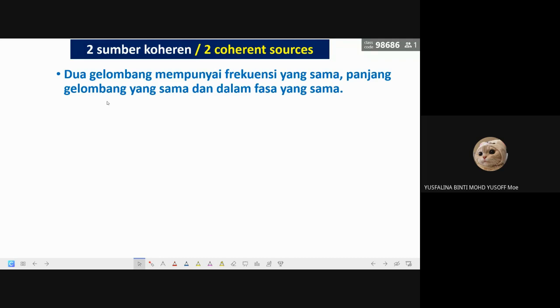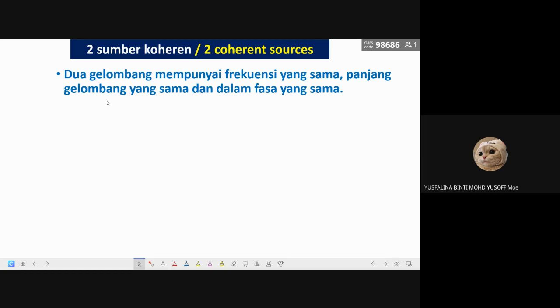So what does coherence mean? Coherence means they have to have the same frequency, same wavelength, and the same phase. You have two sources to produce the interference, so make sure you use the same frequency. The wavelength must also be the same. You cannot have this one 6 centimeters and this one 8 centimeters. Both must have the same wavelength so that they can produce interference.